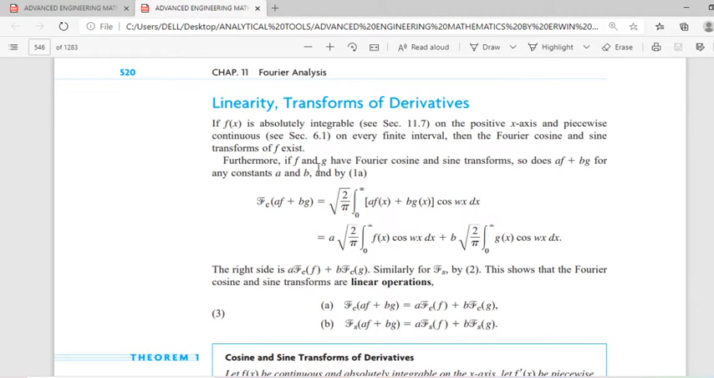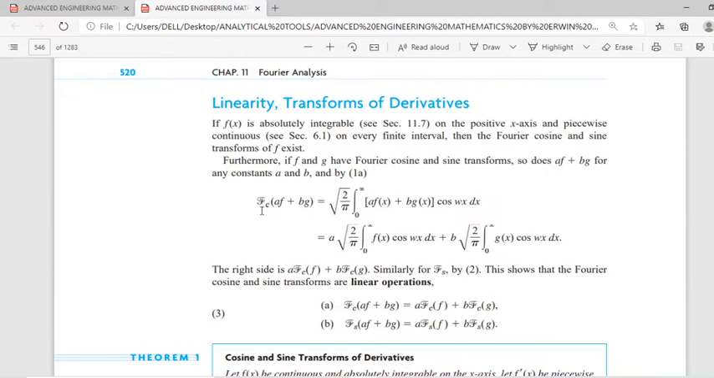So we consider f of x absolutely integrable on the positive axis and piecewise continuous. We have Fourier cosine and sine transforms. So af plus bg also has a Fourier cosine and sine transform, and moreover, that is the linearity property of the cosine and sine transform of a function.